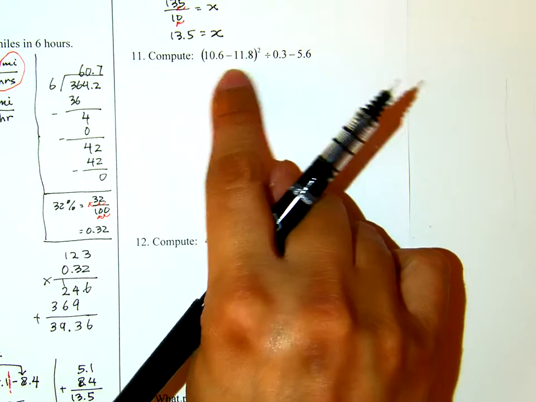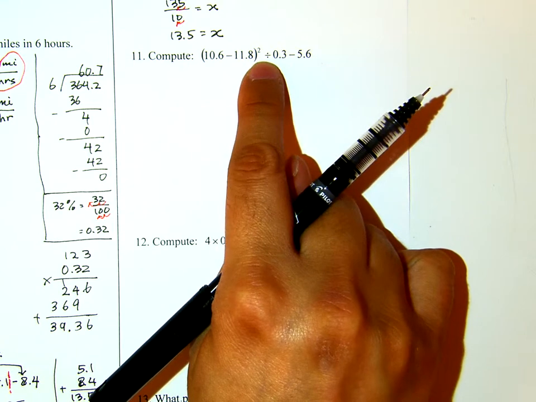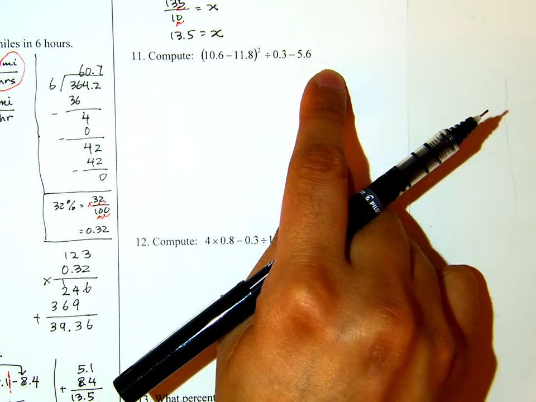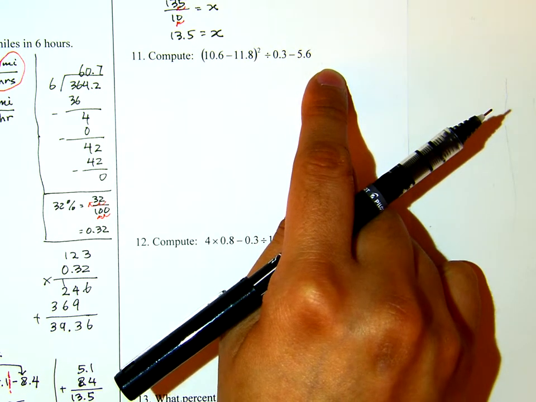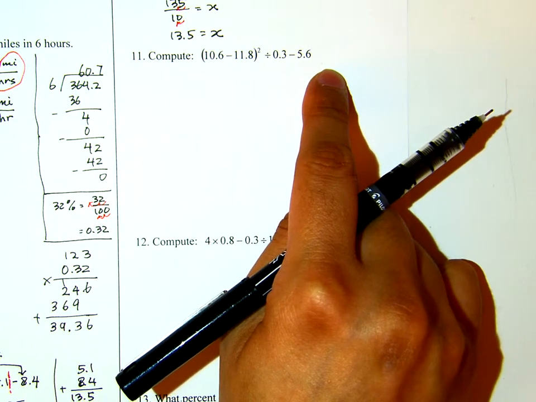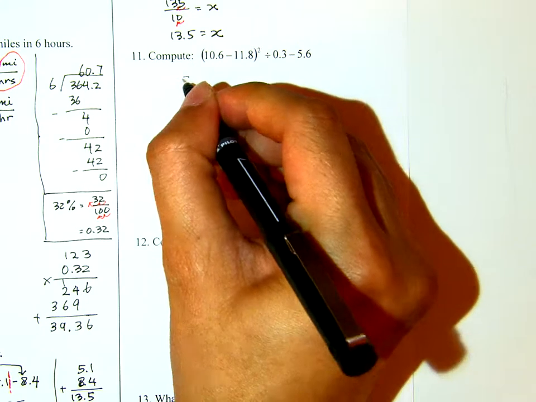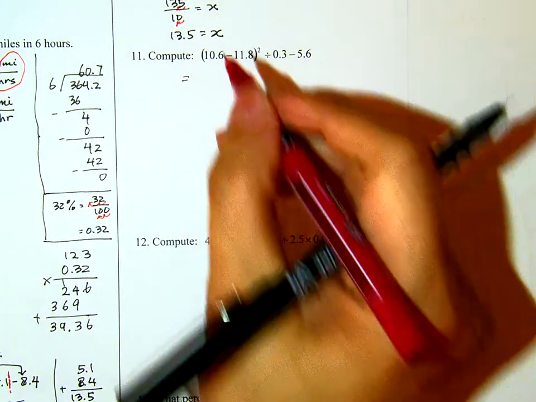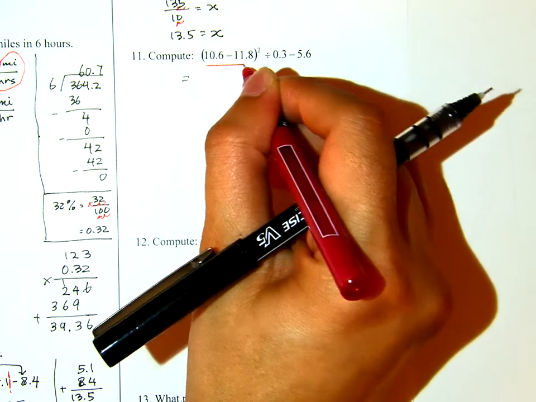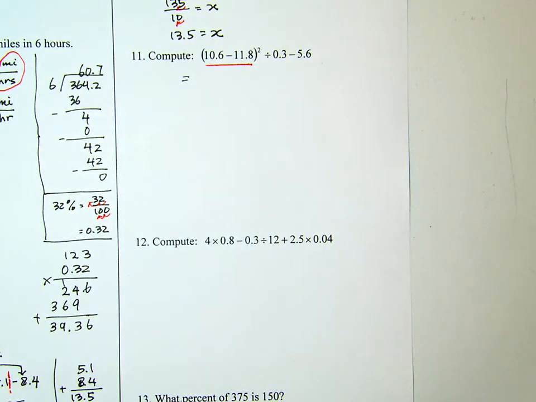We have a grouping symbol here. We have exponent, division, and subtraction. What we will do, based on those operations we have, we'll do the grouping symbol first. Okay, I will do 10.6 minus 11.8.